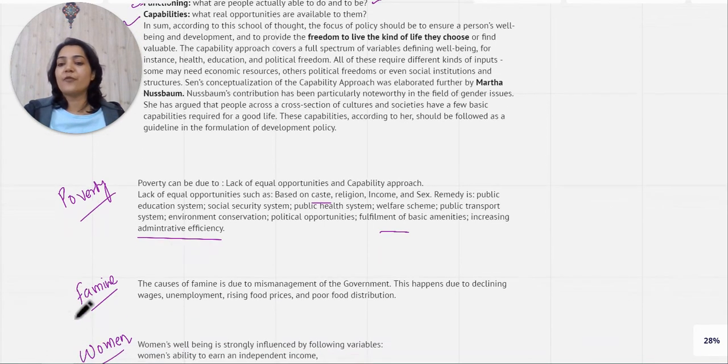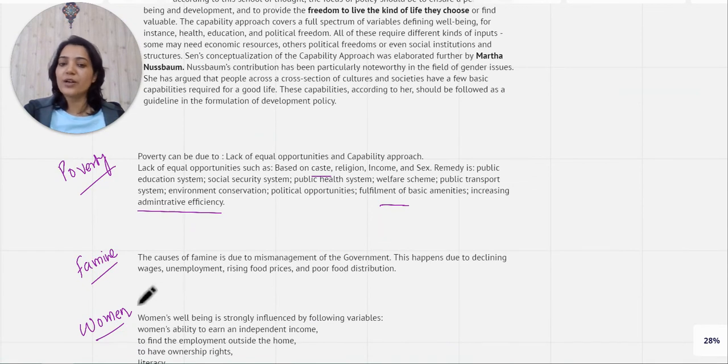The next is famine. The cause of famine is due to mismanagement of the government. That is structural violence. Okay, though we call it a natural calamity, this is not a natural calamity. This is the mishandling by the government. Okay, this happens due to declining wages, unemployment, rising food prices, and poor food distribution. These could be the reasons for this one.